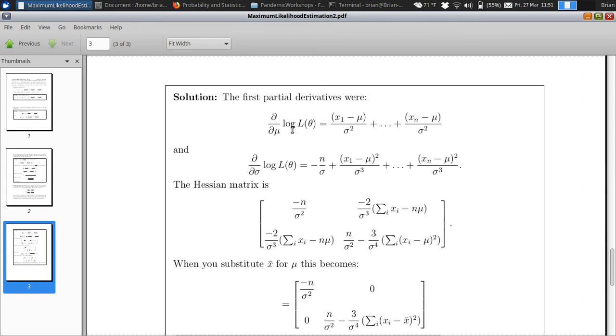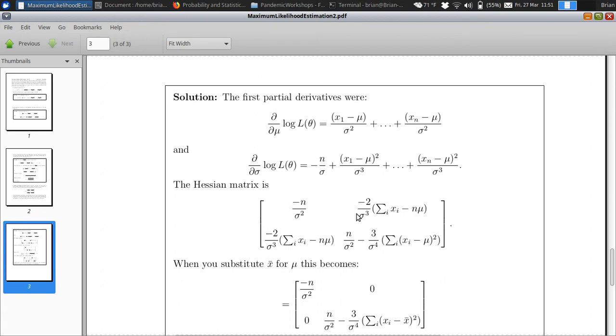Then to get the mixed partial derivative, you take the partial derivative with respect to mu, and then take another partial derivative, this time with respect to sigma, and that's not too hard to do either. That's just bringing down the -2 power. The new power is -3. And so it's just -2 over sigma cubed, and then all this stuff up here just sticks around, so we get a sum of xi's minus n mu.